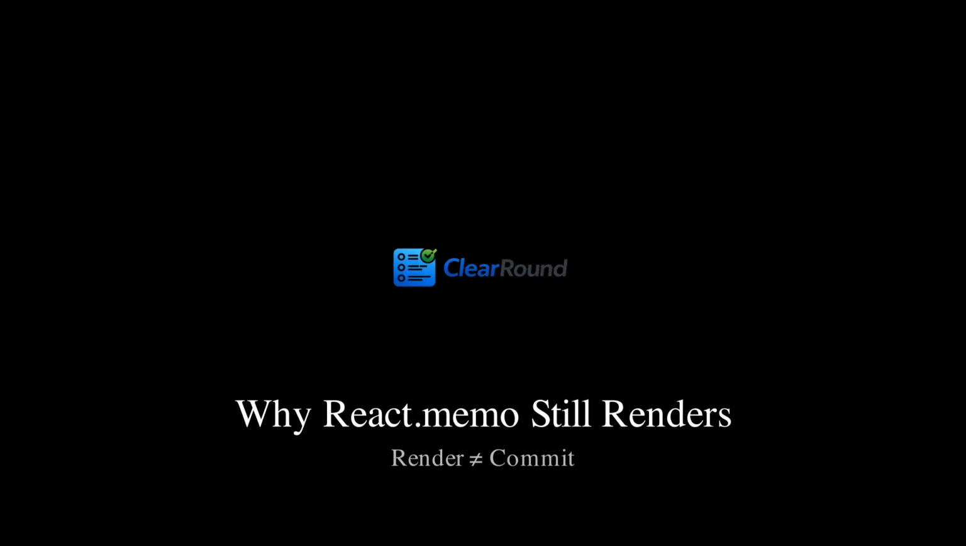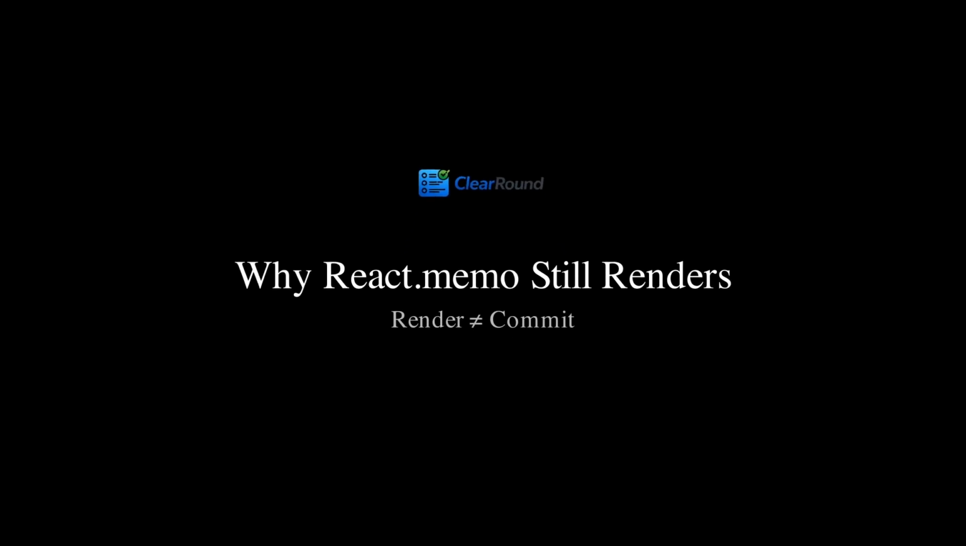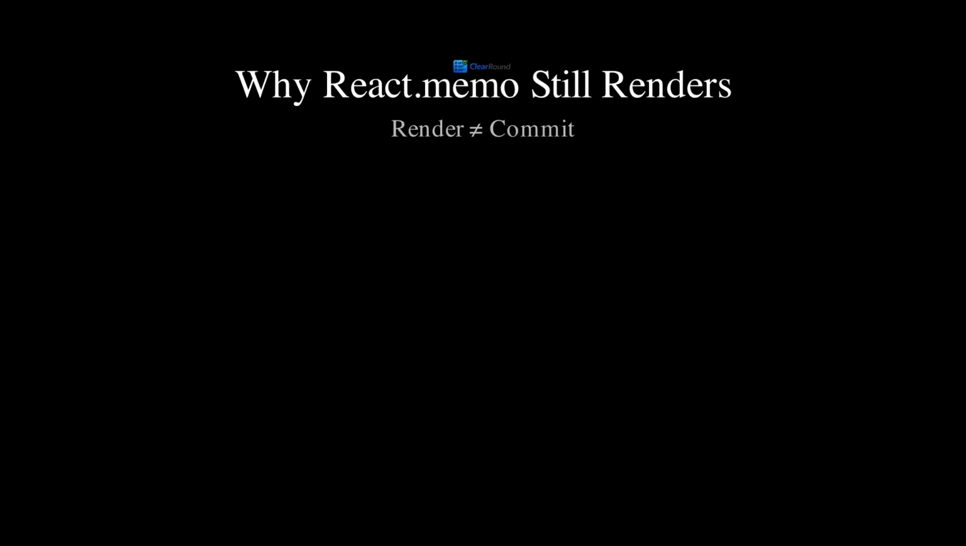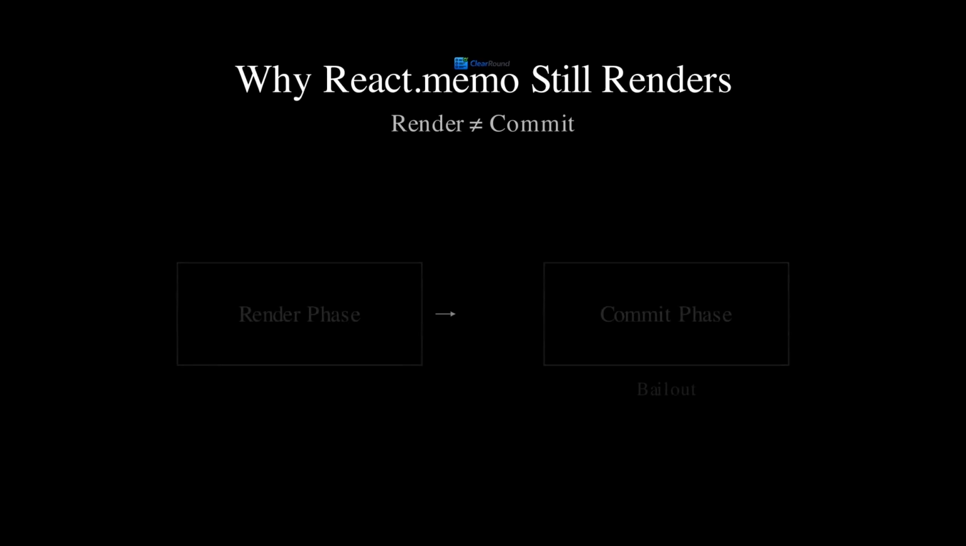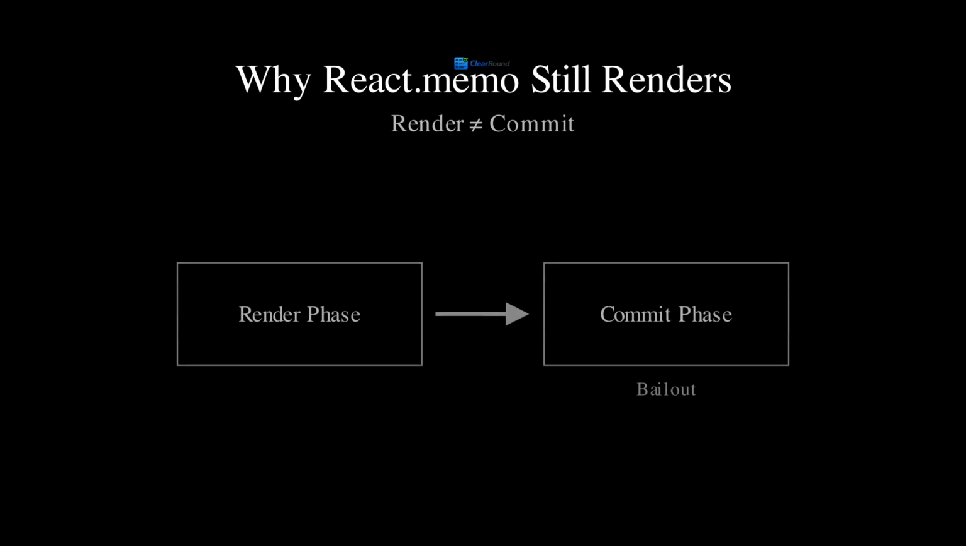Here's the situation. You have a child component wrapped with React.memo. All of its props are referentially equal. There are no state updates inside the child component. And yet, the child still renders again. You see the render log, but nothing in the UI changes. So the question is, why can a memoized child component still render, even when all of its props are equal and no state updates occur inside it?